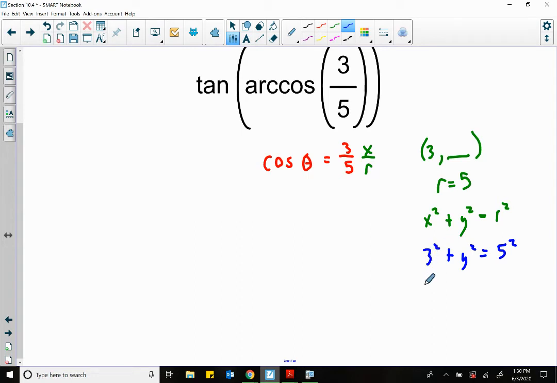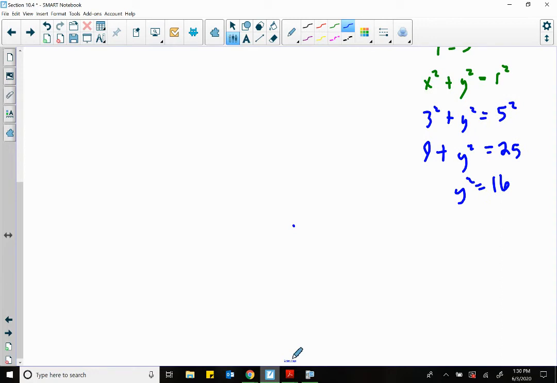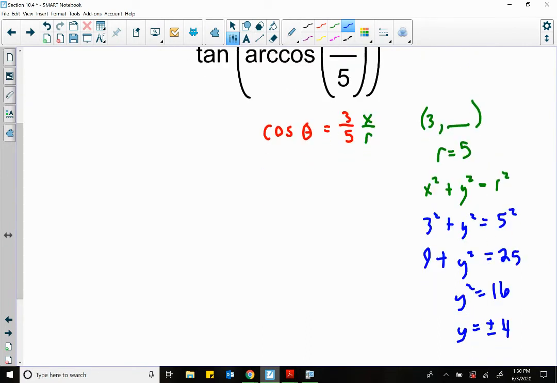So from here, that's going to be 9 plus y squared equal to 25. Subtract 9 from both sides, you get y squared equals 16. And then you take your square root. So y equals plus or minus 4. Now we've got to figure out, is this going to be a positive 4 or a negative 4?